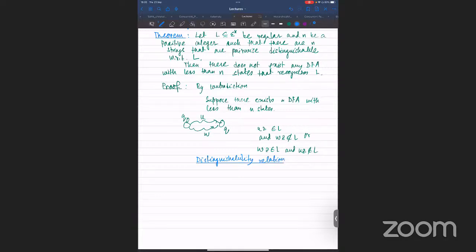So what is the distinguishability relation? Actually, maybe we'll talk about an indistinguishability relation. So what is this indistinguishability relation? You can understand possibly from the name that if I denote this by IL, then X IL Y if and only if X and Y are indistinguishable with respect to this language L. So this is the indistinguishability relation.